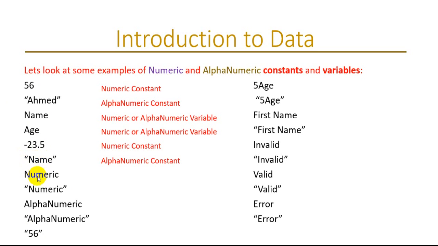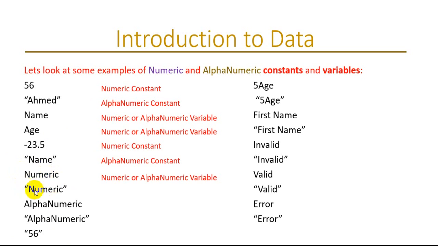Then we look at numeric. This word numeric is the same as name or age because it's not a number, it's not an alphanumeric constant, it doesn't have double quotes. So it is, again, a numeric or alphanumeric variable based on what you put into that. If you put a number into that, it's a numeric variable. If you put alphanumeric information into that, it's an alphanumeric variable. So don't get misled by the name of the variable. The name of the variable can be anything, but depending on what data you put in, it can become an alphanumeric variable or a numeric variable. That is the whole purpose why I put the same name like this.